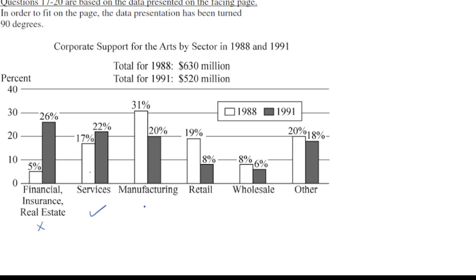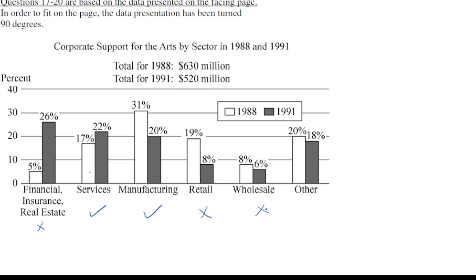Similarly, manufacturing is also a similar sector which has contributed more than 60 million in both the years, because the percentage contribution of both the years, 31% and 20% respectively, is more than the cutoff of 9.5% and 11.5%. So manufacturing is also there. However, in retail we can see that in the second year 1991 the contribution of retail is just 8%, whereas the cutoff was 11.5%. So this is not one of those sectors.